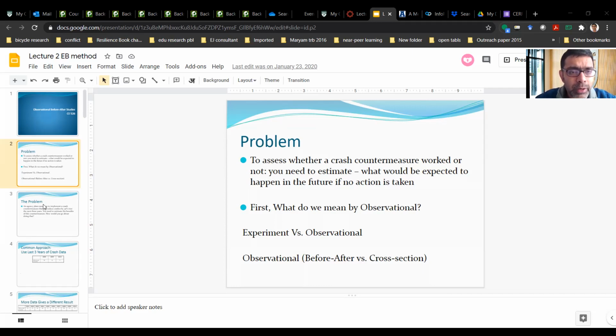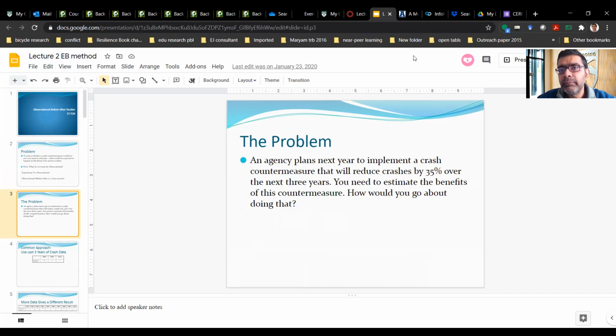So I'm just going to go ahead and write down the problem. An agency plans next year to implement a crash countermeasure that will reduce the crashes by 35% over the next 3 years. You need to estimate the benefits of this countermeasure. How do you go about doing that? Okay, so our before and after study is designed to solve this exact problem. How do you estimate the benefit of a particular countermeasure?